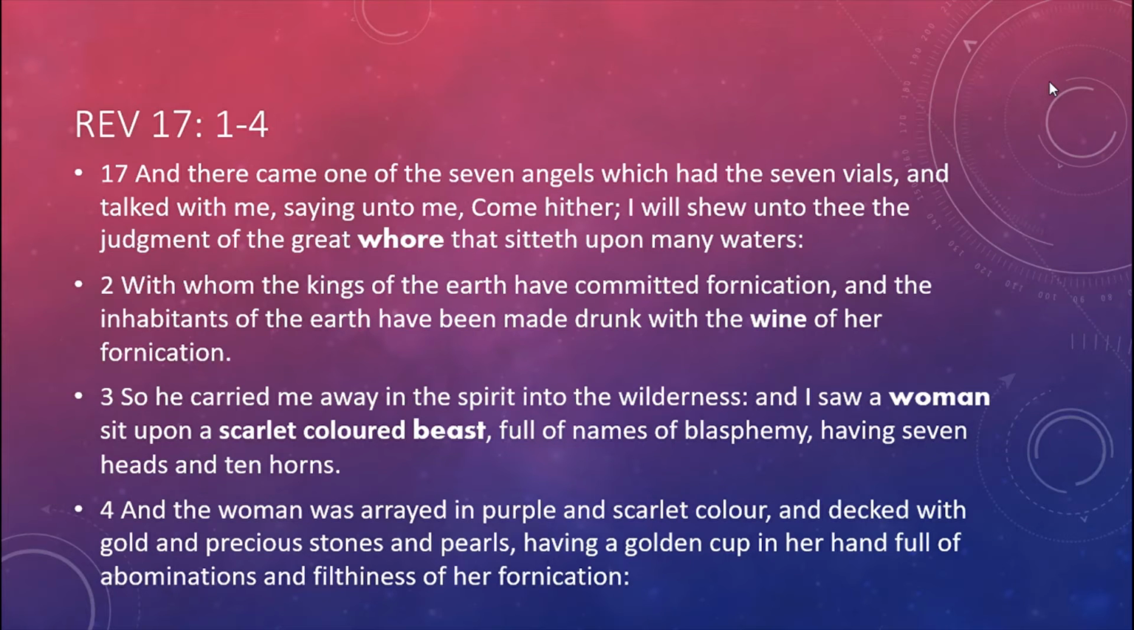sit upon a scarlet-colored beast, full of names of blasphemy, having 7 heads and 10 horns. And the woman was arrayed in purple and scarlet color, and decked with gold and precious stones and pearls, having a golden cup in her hand full of abominations and filthiness of her fornications. That's a very big mouthful there, right? We won't go into the details today, as I said, but we'll just concentrate on how the symbol was used.